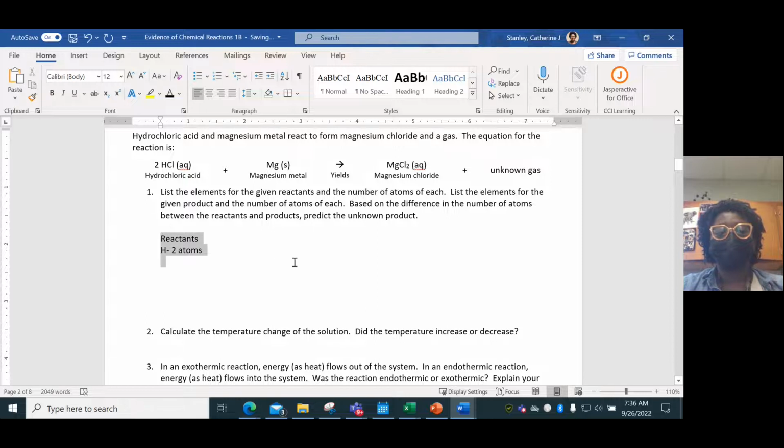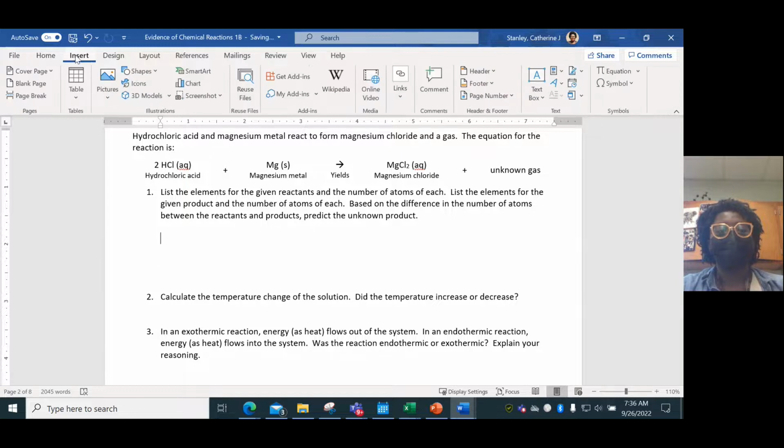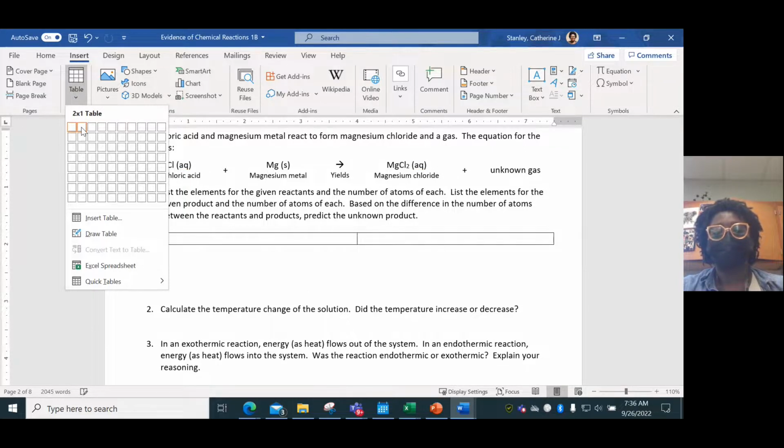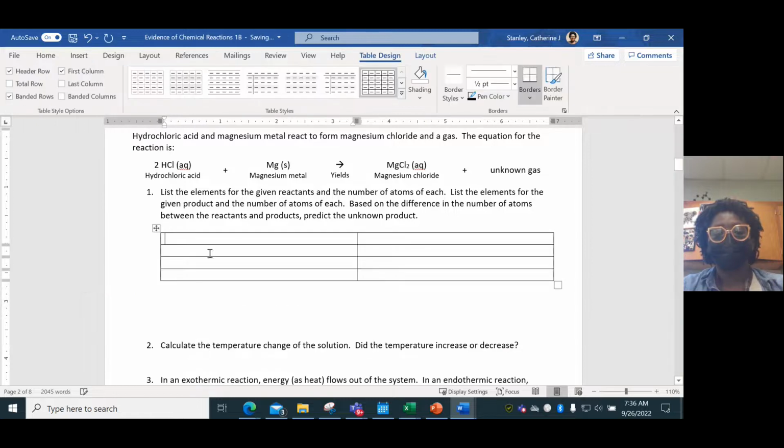This will look really cute in a table. Can we do that? Do you guys know how to put a table in your document? Okay, go to insert up at the top, the ribbon at the top, and go to table. And then do like a 2 by 4. This will be reactants. This will be products.